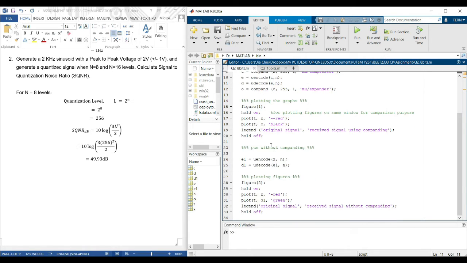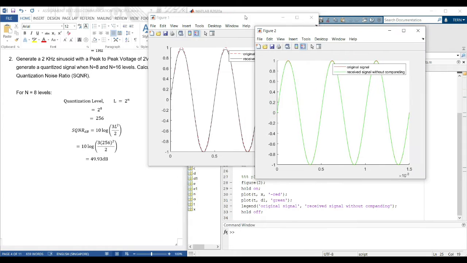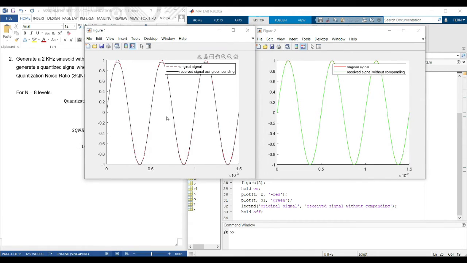We will also plot the PCM code without companding, where we just uniform encode and uniform decode our original signal, also with n equals 8 bits. Then we will plot the signal again. When we run the code, we will get the received signal using companding here, and the received signal without companding.